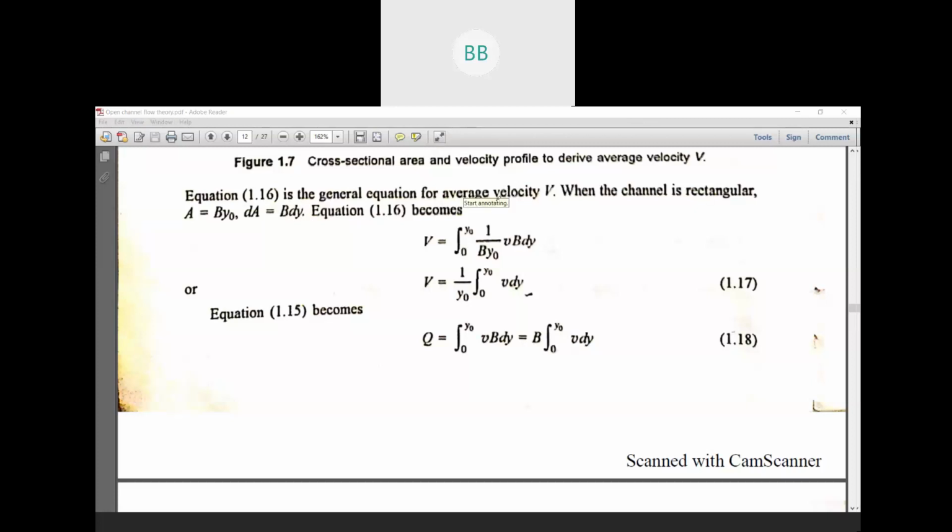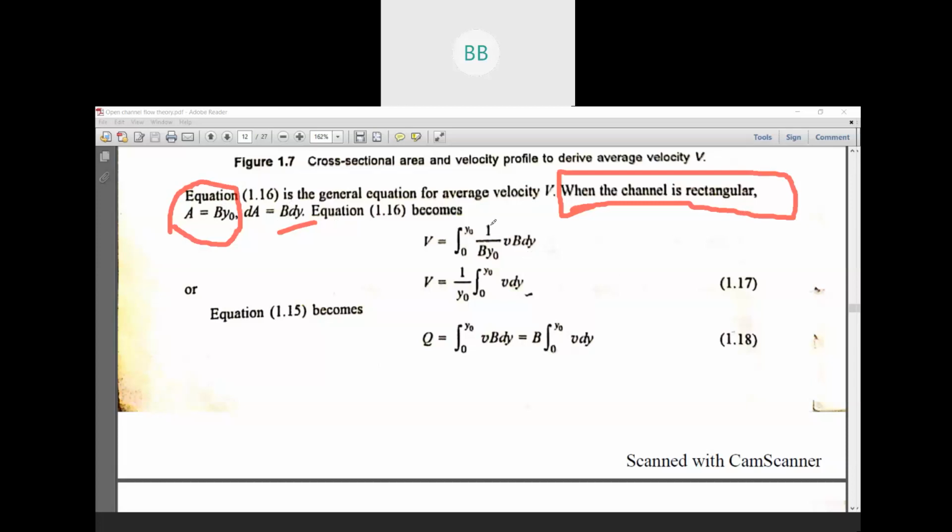Again we take an example of a rectangular channel. The total area will be B into y naught, where y naught is the maximum depth of flow. The small elementary area will be B into dy, where dy is the depth of flow for that selected small area. The width of the channel in both cases is the same as we are considering a rectangular channel.